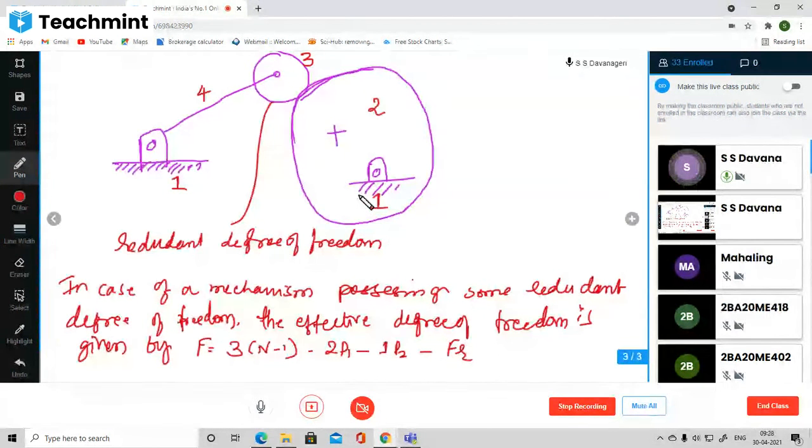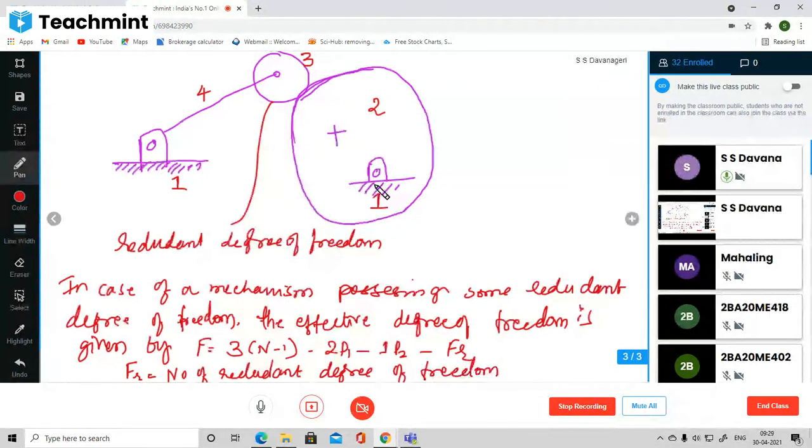Now, Fr means what? Fr equal to the number of redundant degrees of freedom. Clear?